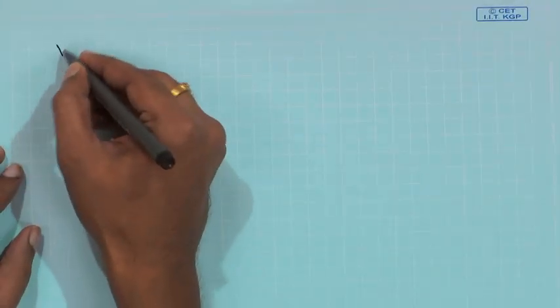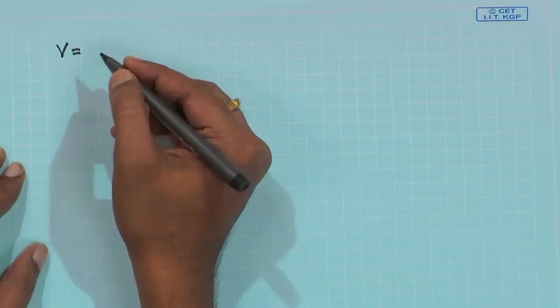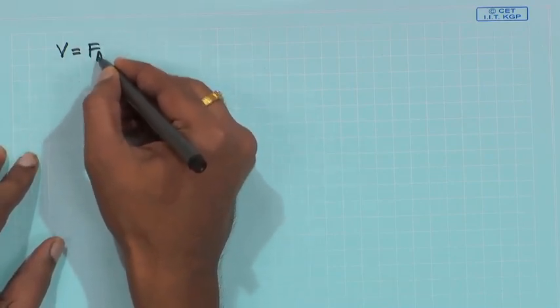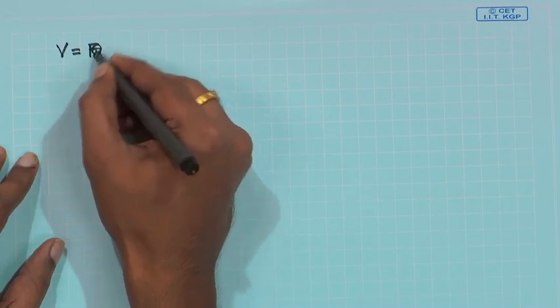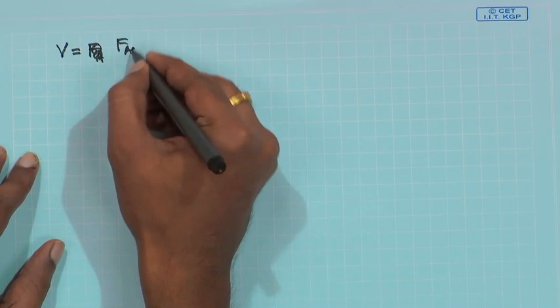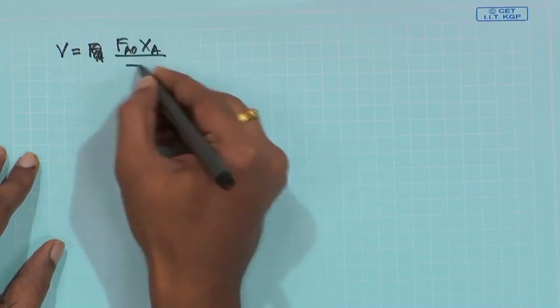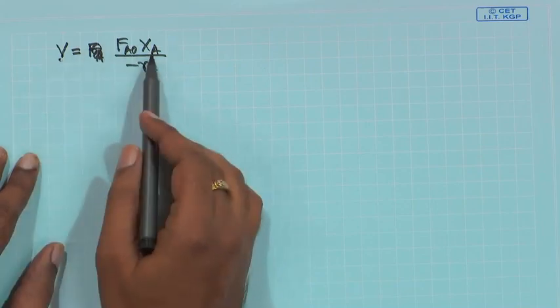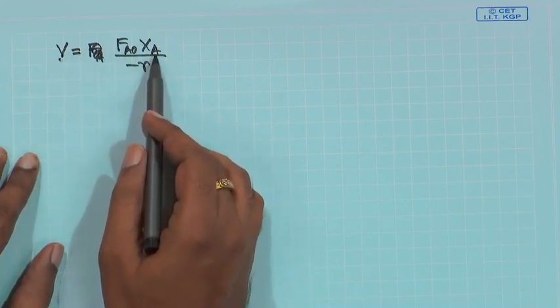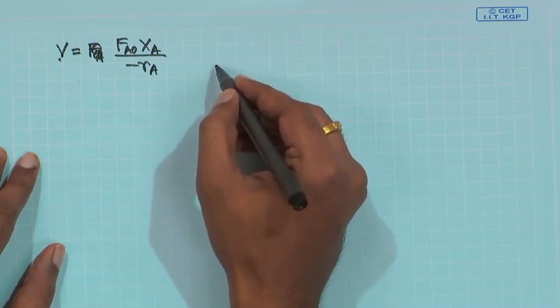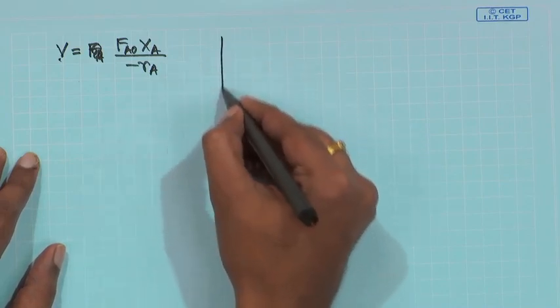So, let me write down this particular equation again. V equals F A 0 into X A divided by minus R A. So, what is the volume of CSTR necessary in order to have a specific conversion of X A? What will you do in order to find that out?